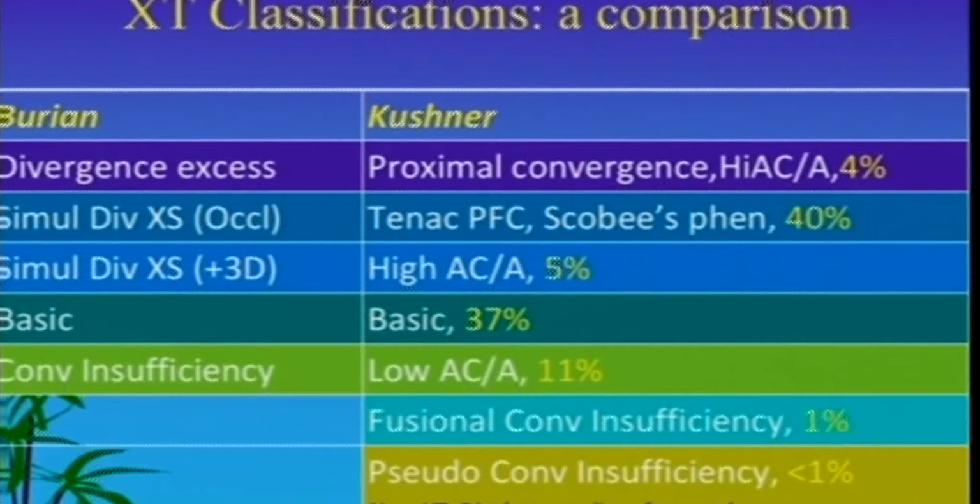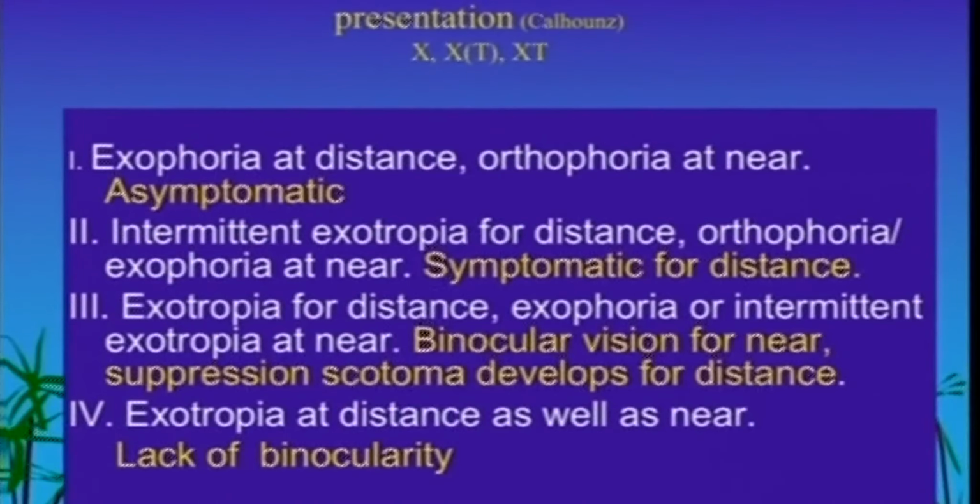40% of these cases. We also, if we see these cases in succession, we'll see initially they present as exophoria for distance, and orthophoria at near. They are mostly asymptomatic in this phase. They may proceed in the form of intermittent exotropia for distance and orthophoria or exophoria for near. Here they become symptomatic for distance. Then the third phase comes, that is exotropia for distance, exophoria or intermittent exotropia for near.